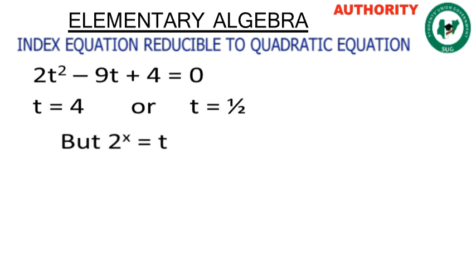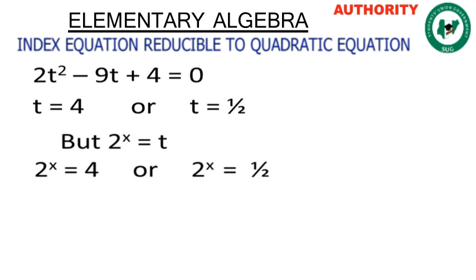Now, you remember that 2 raised to power x is equal to t. That is, the t that we just solved for is just 2 raised to power x. So the values we have just gotten for t are actually the values for 2 raised to power x. Now let's bring back the original question. So that means we're going to have 2 raised to power x is equal to 4 or 2 raised to power x is equal to 1 over 2. Hope that is clear.